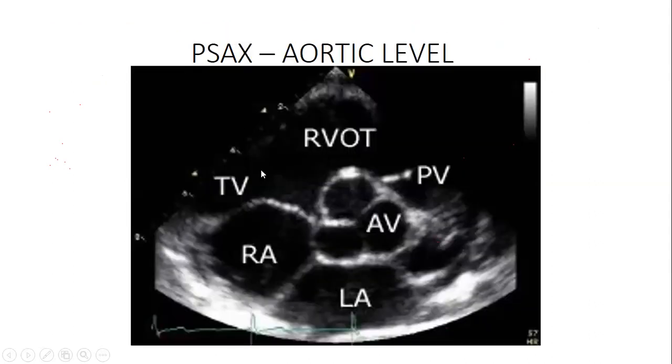In echo, this is how they will appear. Okay. The pulmonic valve, the RVOT, the tricuspid valve, the RA. This view is very important, the RA and the LA. When you have a defect of the septum, the ASD, you can also confirm it in this view.